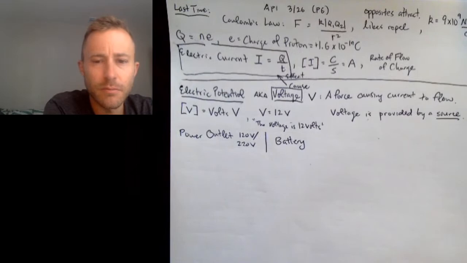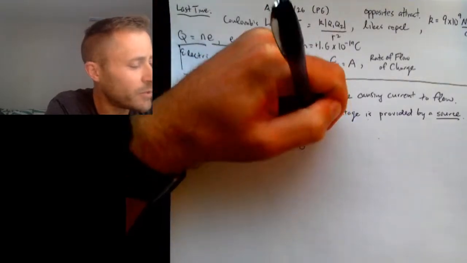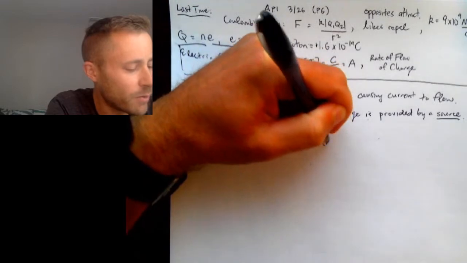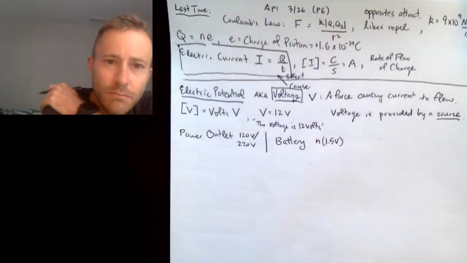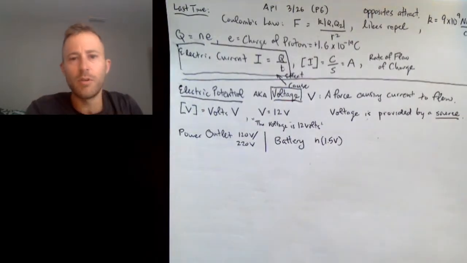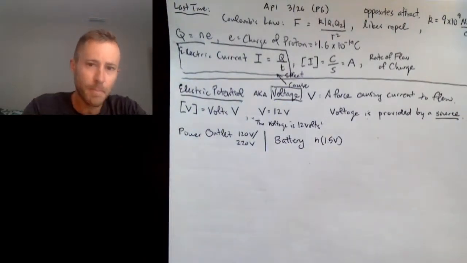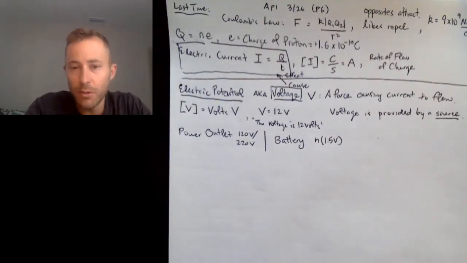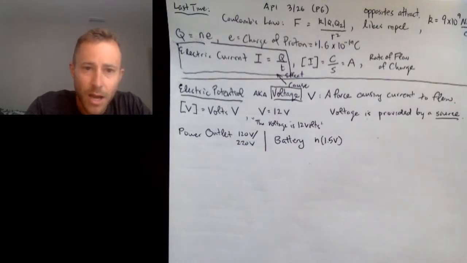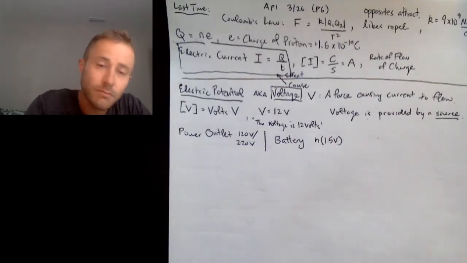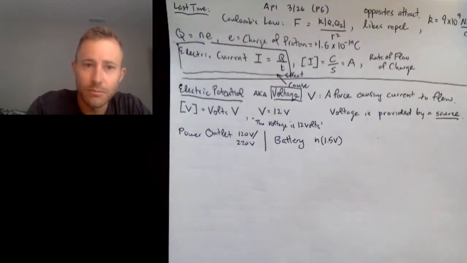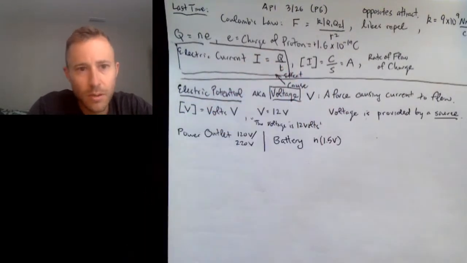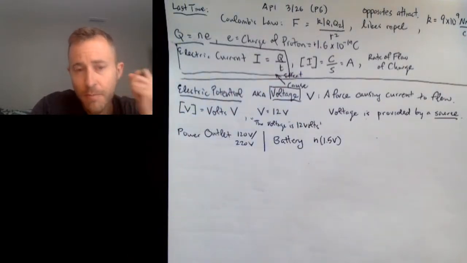Batteries have voltages that tend to be an integer multiple of 1.5 volts. So for example, a AA battery gives you 1.5 volts. A AAA battery gives you 1.5 volts. A C battery gives you 1.5 volts. A D battery gives you 1.5 volts. A 9-volt battery gives you 9 volts, which is, of course, 6 times 1.5.